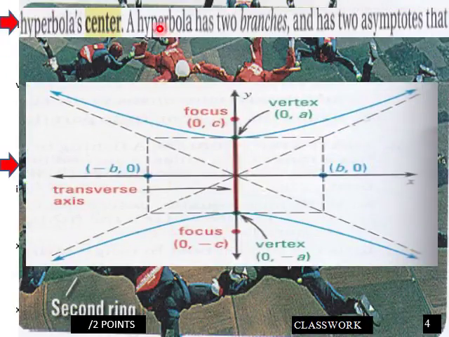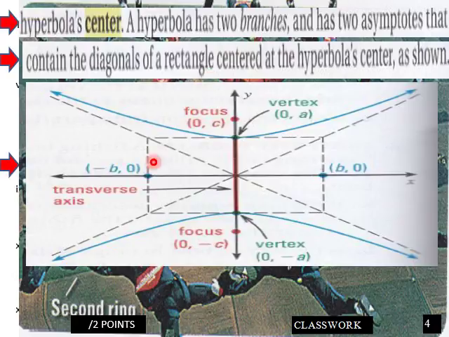This is the hyperbola center. So a hyperbola has two branches and has two asymptotes that contain the diagonals of a rectangle centered at the hyperbola center. So here the corners are where you draw your asymptote lines through.